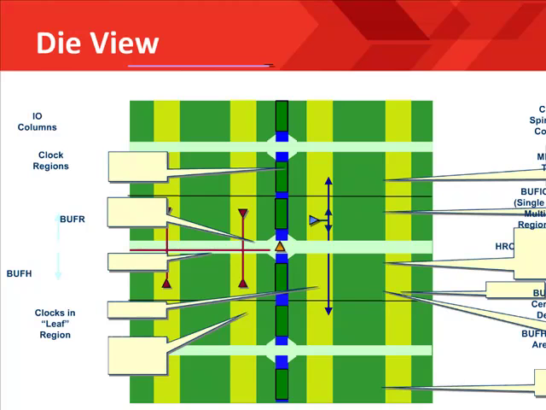This slide represents the die view of Virtex-6. The yellow bars are I/O columns. The blue bar is the central column. The column contains the MMCMs as well as the global clock routing resources, which are shown in green.